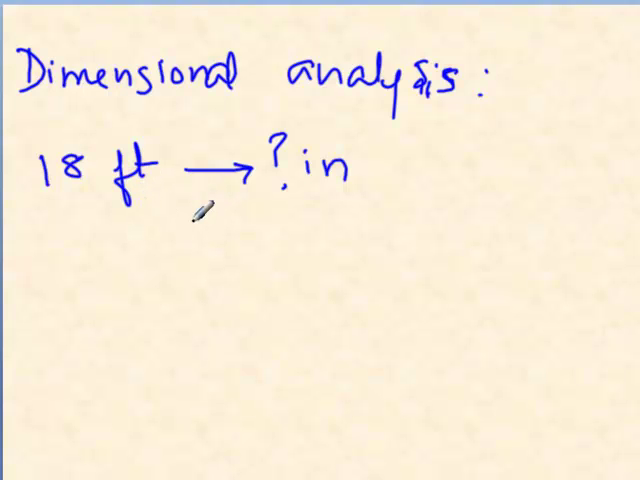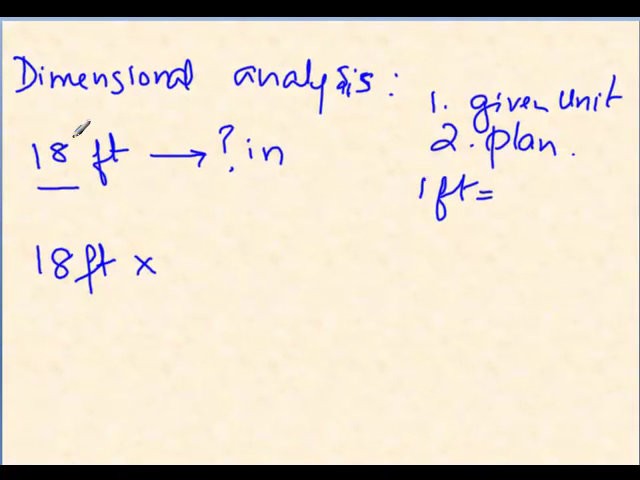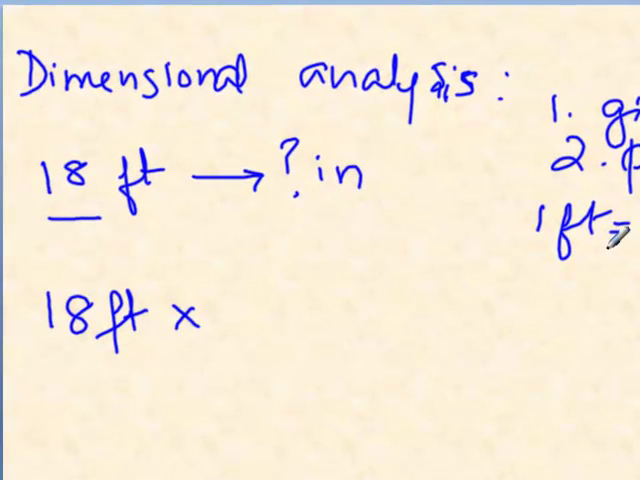Now we will use the concept of dimensional analysis, in which we will always begin with the given. So my given unit is 18 feet. Always start with your given unit. And secondly, you should know your plan of attack. Now this is just one step. So the plan is, we need to know the relationship between feet and inches, and you can say that a foot has 12 inches. So we know this equality.